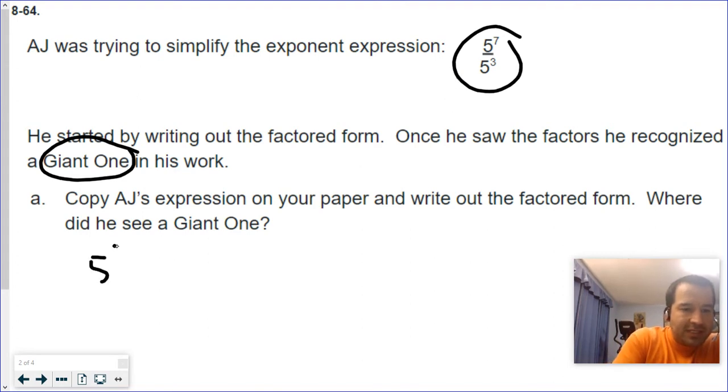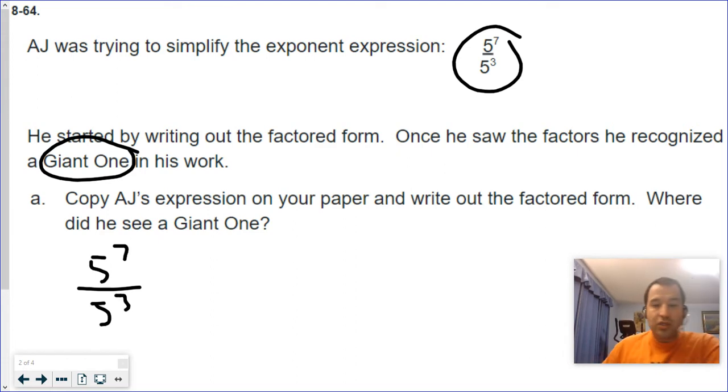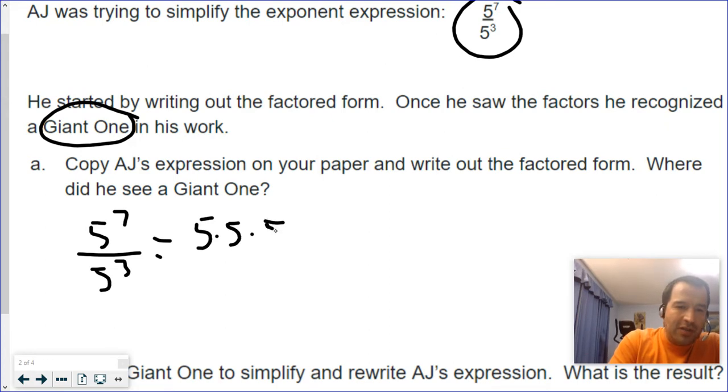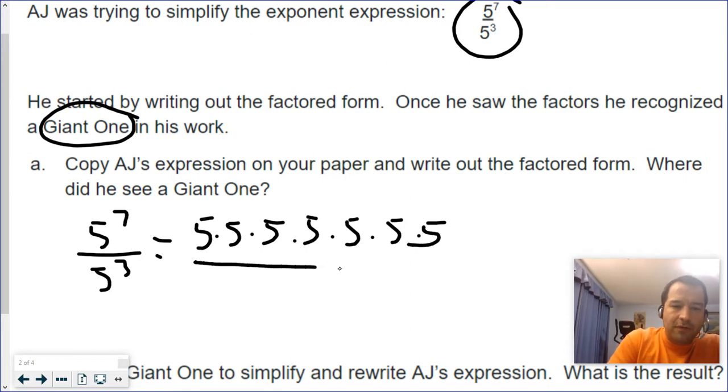We've got 5 to the 7th over 5 to the 3rd. Now we know that is division. Man, I write ugly. Work with me here, guys. I'm trying. It's really hard writing on the screen with my finger, but hopefully you can follow along. Okay, 5 to the 7th. What does that mean? Well, 7 fives. So here we go: 5 times 5 times 5 times 5 times 5 times 5 times 5 over 5 threes, or 3 fives. Okay.